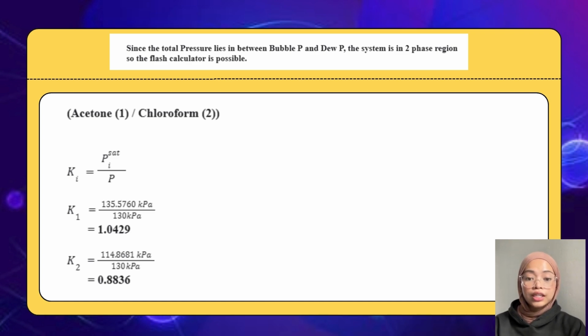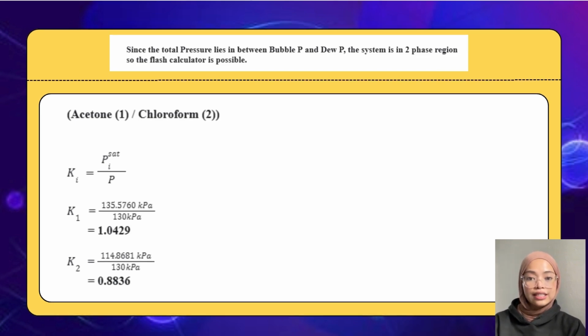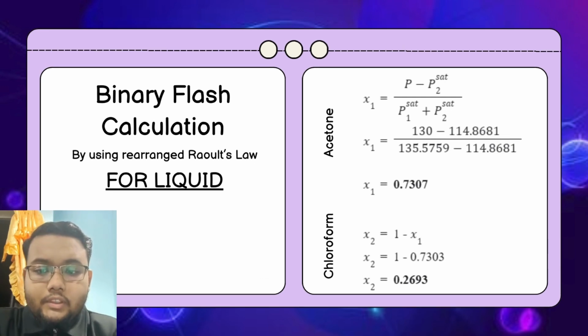First, we have to calculate the value of K. Here, we calculate K1 first, by using P1 sat over P. We got 1.0429, and for K2, we got 0.8836.